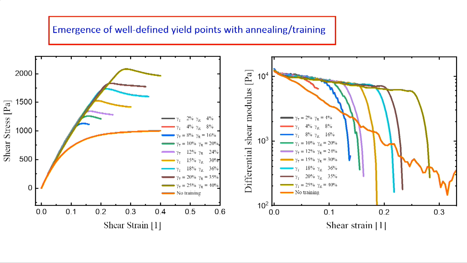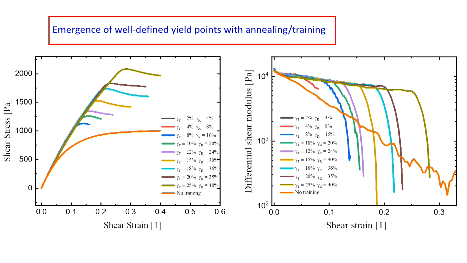What you see is that for very small training amplitude, there is no effect. Those curves are hiding behind this region. It is not clear from here, but after around 4% training, the system responds, and you can see that there is a deviation and abrupt yielding. These are the defined training and readout amplitudes. It is easy to see if I take a derivative of shear stress with respect to shear strain. The physical significance is that it gives the differential shear modulus.